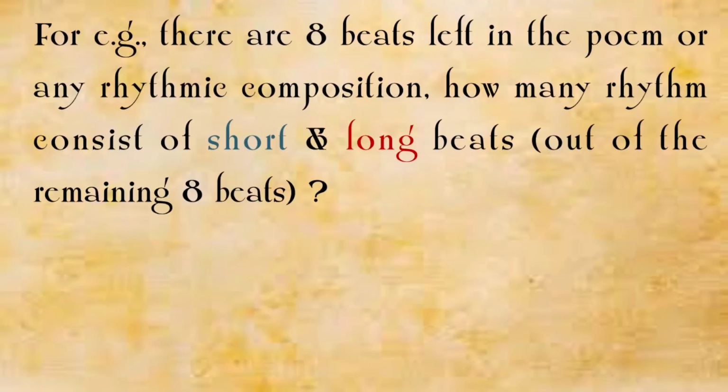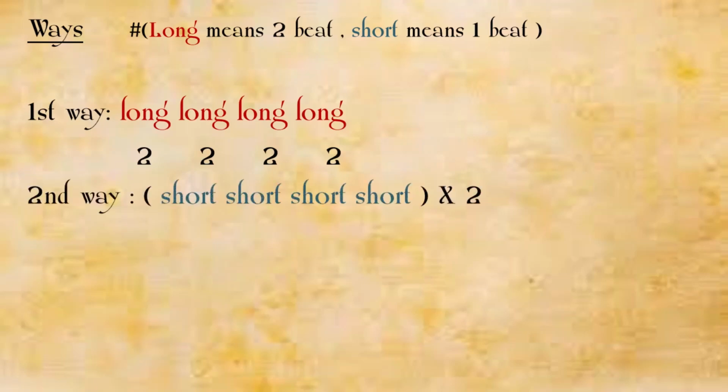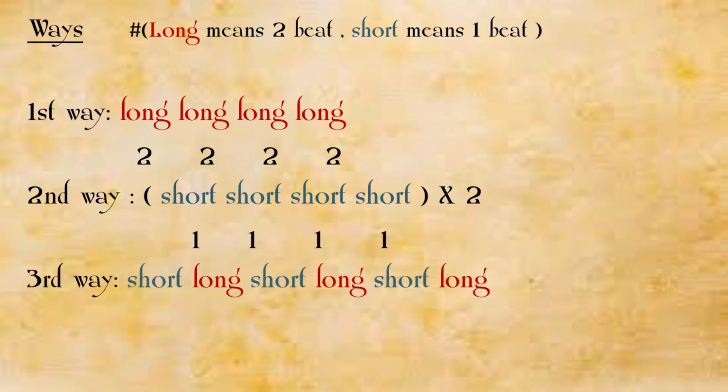Now, you can ask me, how is that possible? Have patience, we'll see it soon. For example, there are 8 beats left in the poem or any rhythmic composition. How many rhythms consisting of short and long beats out of the remaining 8 beats can be made? One way could be long, long, long, long, which is 2 plus 2 plus 2 plus 2, 8. Another way could be short, short, short, short, twice, which again counts to 8 beats. And a third way could be short, long, short, long, short, long, short, long, which will again count to 1, 2, 1, 2, 1, 2, 1, 2, 8 beats. And many other ways can be there.